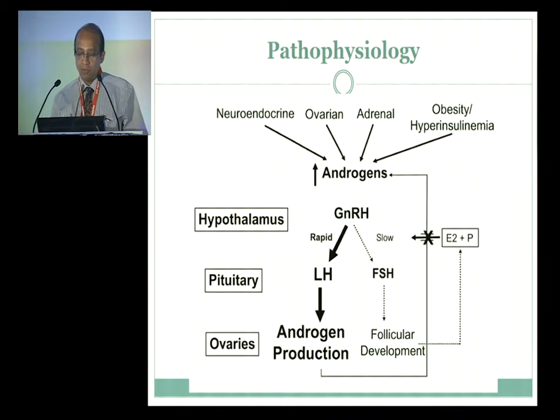Now, when you have more androgen production, it impairs follicular development. Also, because of the increase in LH, you also have reduced FSH, which is required for follicular development. And similarly, there is an insensitivity of the estrogen progesterone on the hypothalamus, so the pulse generator is more active. Furthermore, it's acted upon by obesity, hyperinsulinemia, and other factors, all leading to this complex condition.